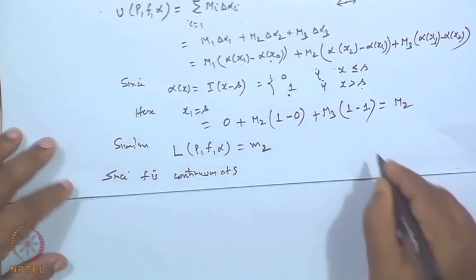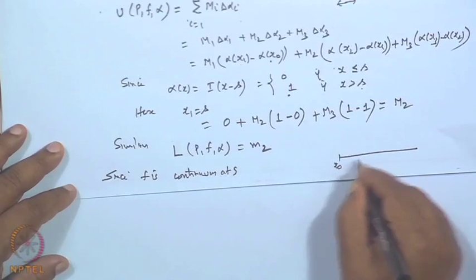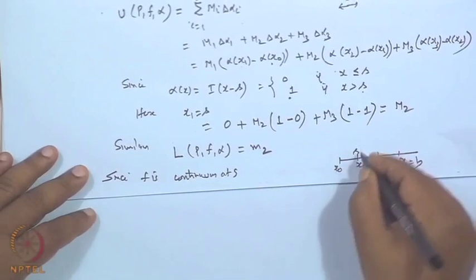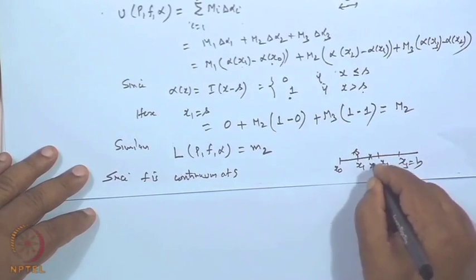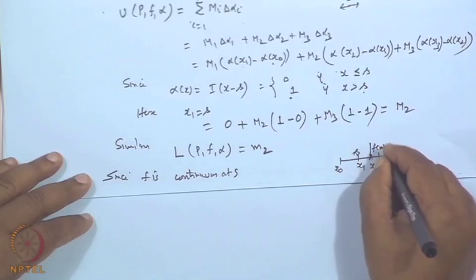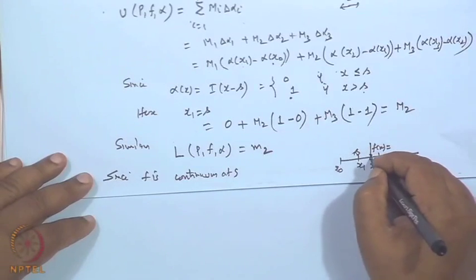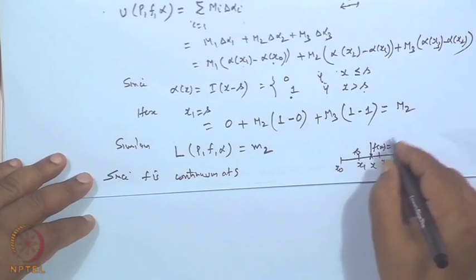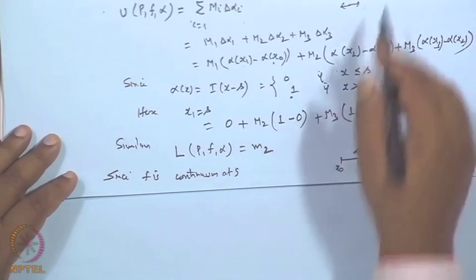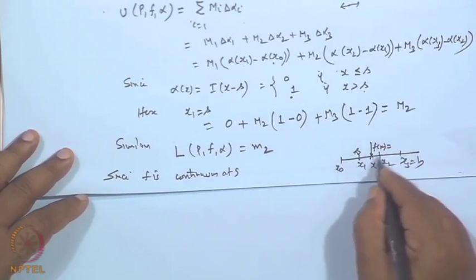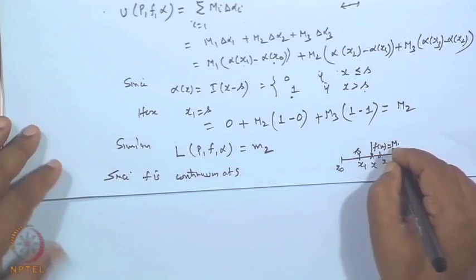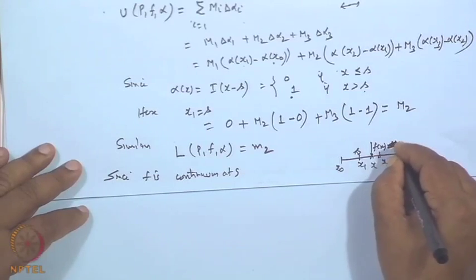Now, since f is continuous at s, so it means this is our x naught, x 1 which is s, x 2, x 3 which is b. So, if I take any arbitrary point here, say x, the value of f x in this interval is nothing but what? The maximum value of this will be M 2, because M 2 is the maximum value over this interval. So, the maximum value of this f x will be M 2. Okay. So, it will approach to this.